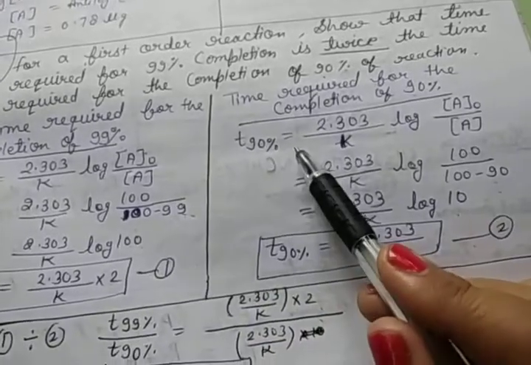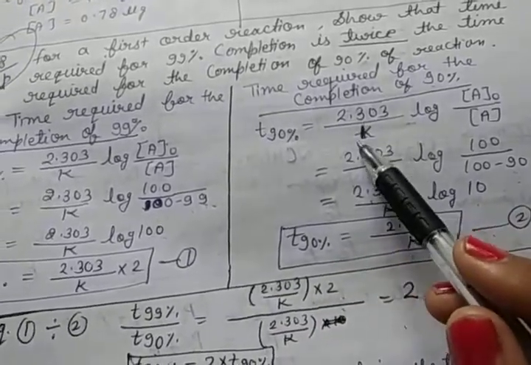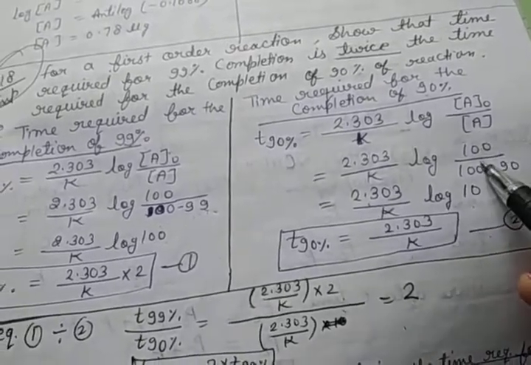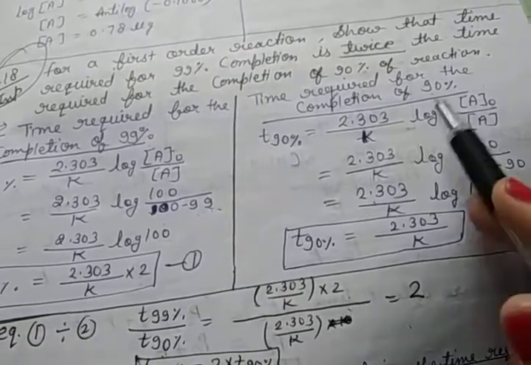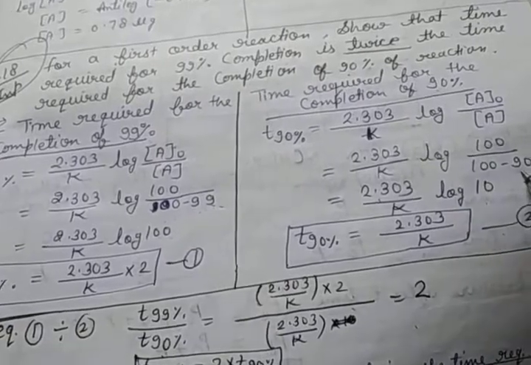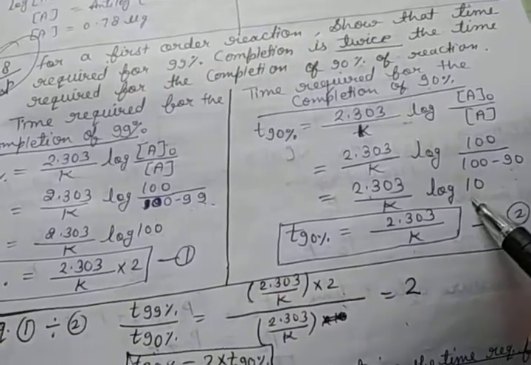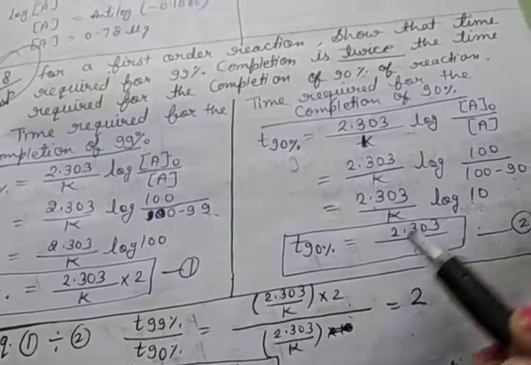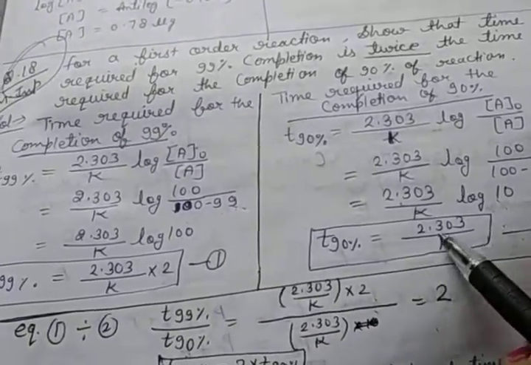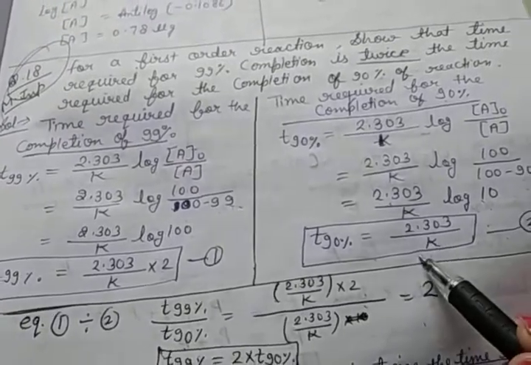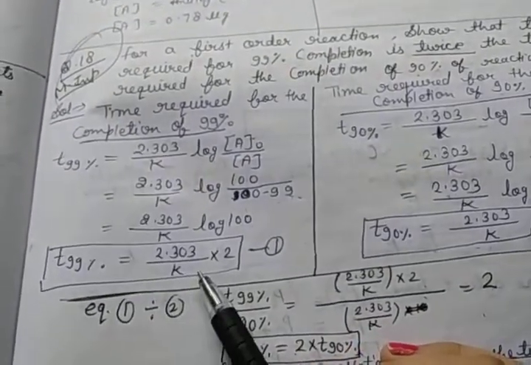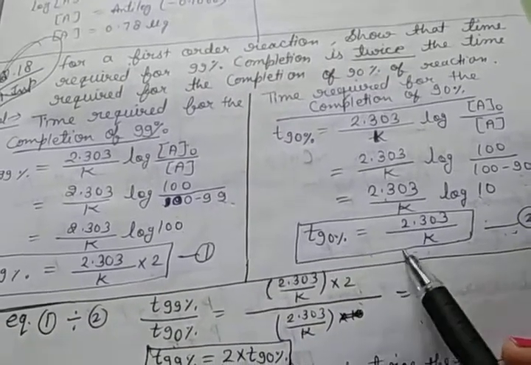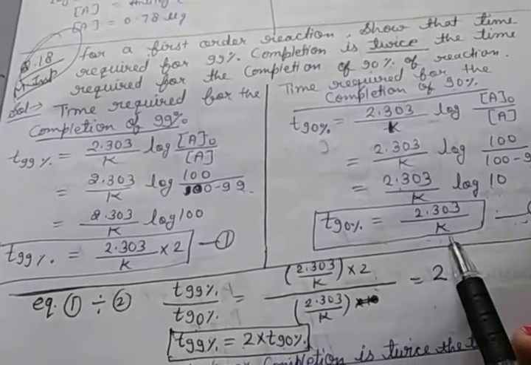Then here T 90% is equal to 2.303 divided by K, log A naught upon A. A naught is equal to 100, and A for 90% completion is 100 minus 90, that means 10. 100 divided by 10 is 10. Log 10 is equal to 1. So T 90% is equal to 2.303 upon K. So this is the T 99% value, first equation, and this is the second equation, T 90% is equal to 2.303 divided by K.